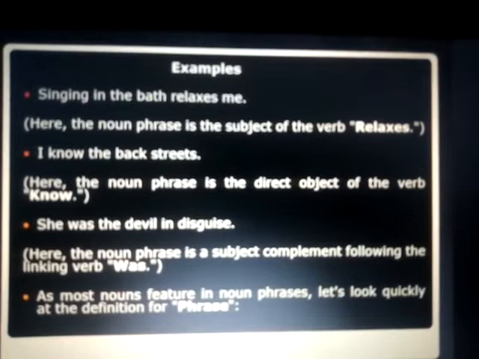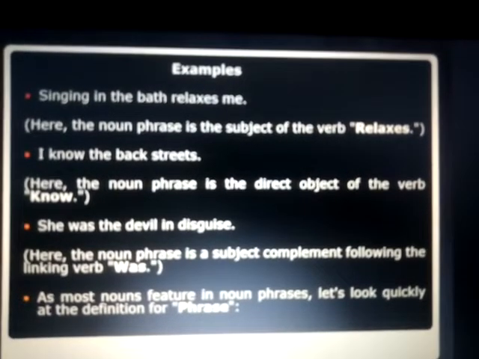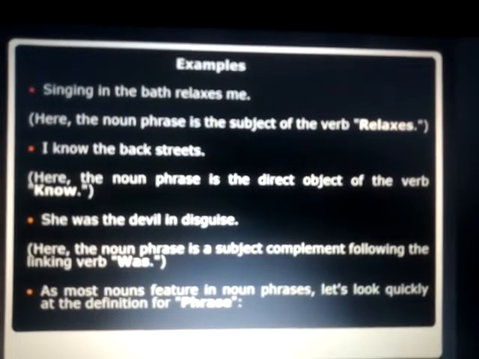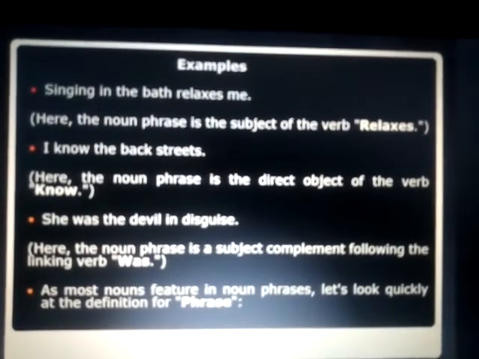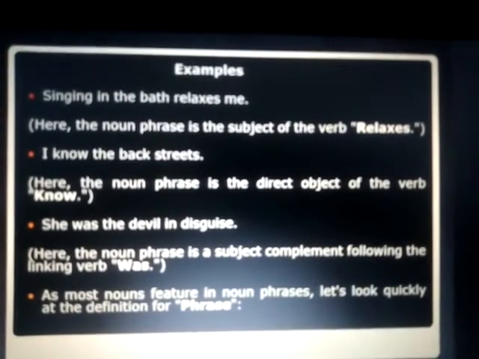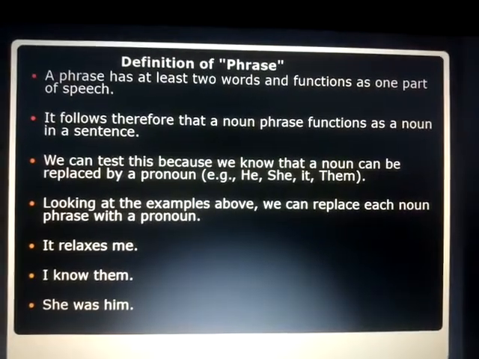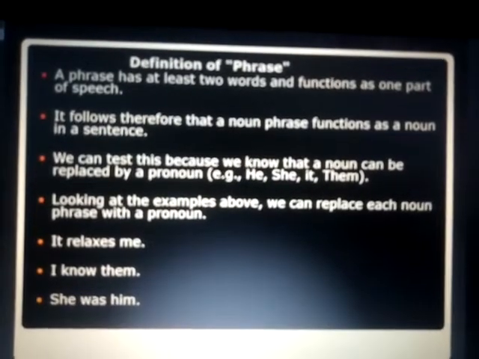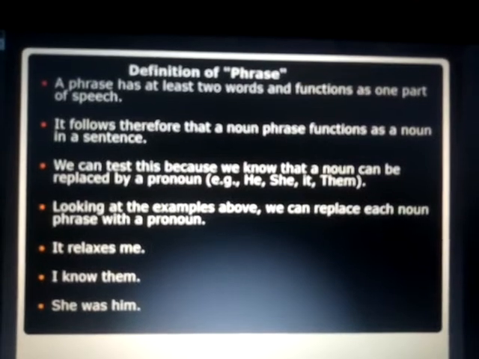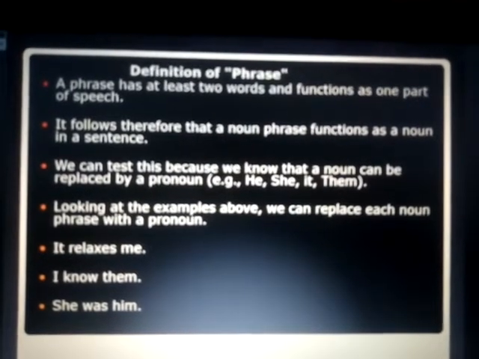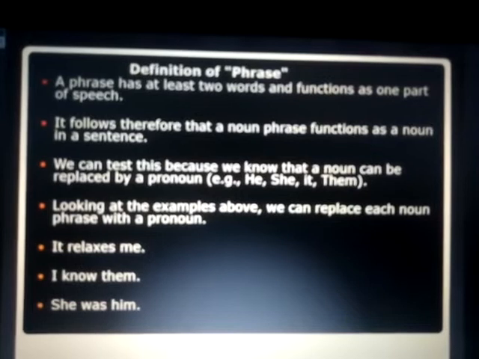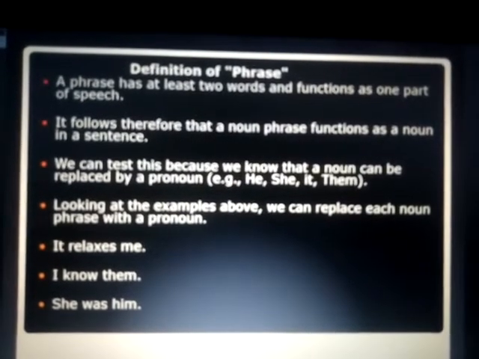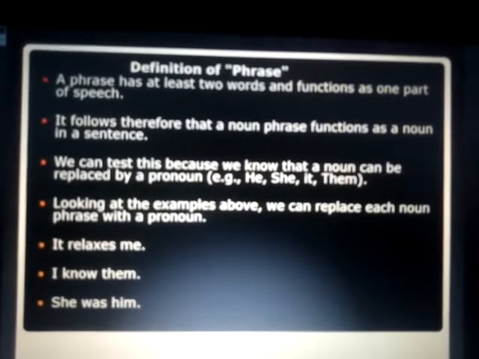As most nouns feature in noun phrases, let's look quickly at the definition of a noun phrase. A noun phrase has at least two words and functions as one part of speech.